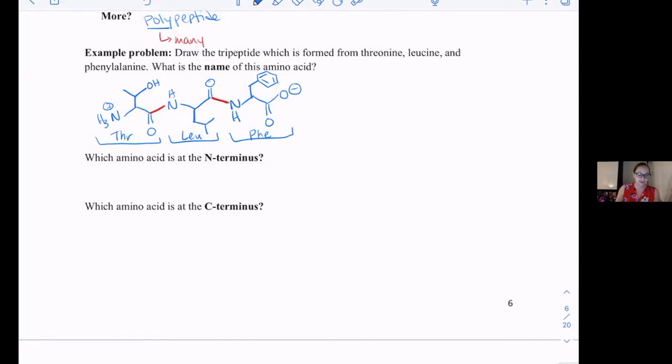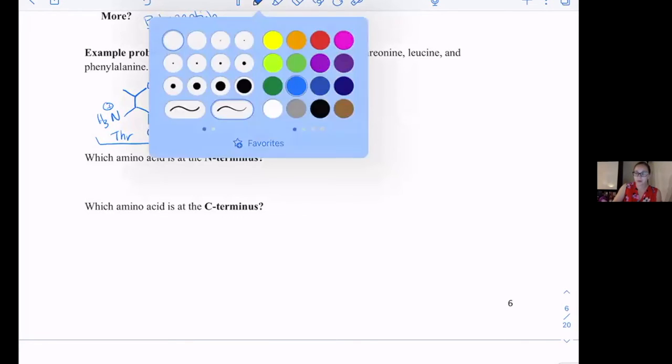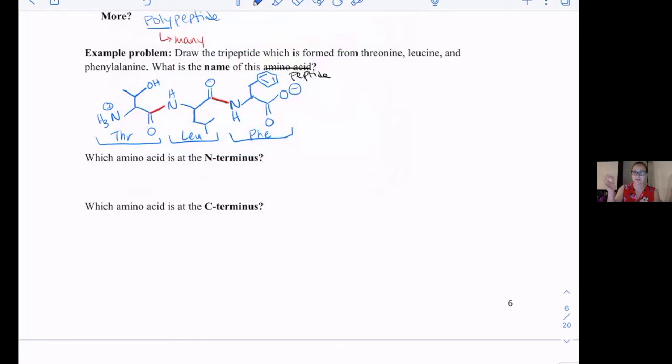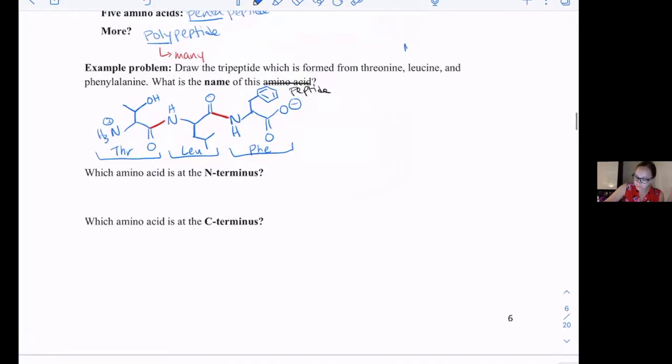Okay, so then what is the name of this peptide? So how we're going to name these is we're going to take the name of the amino acid. So this really should say the name of the peptide. Let's change that. Okay, but we're going to take each amino acid name and put them next to each other. We're going to change the end of the name. So INE is going to be replaced with YL for everything except for the last one. The last one just stays as it is.